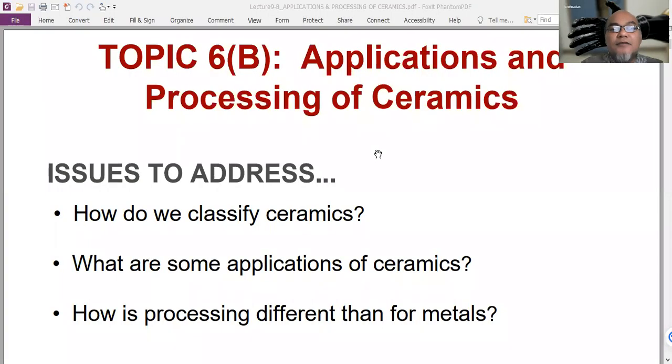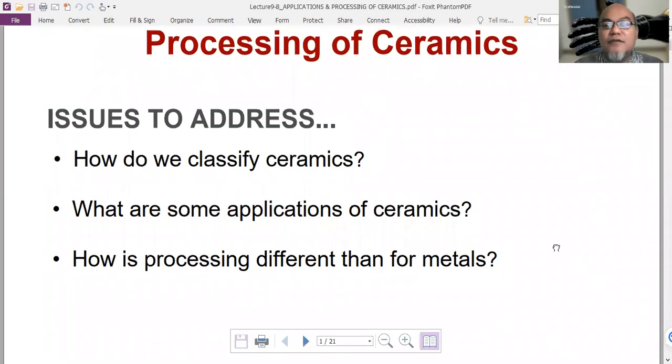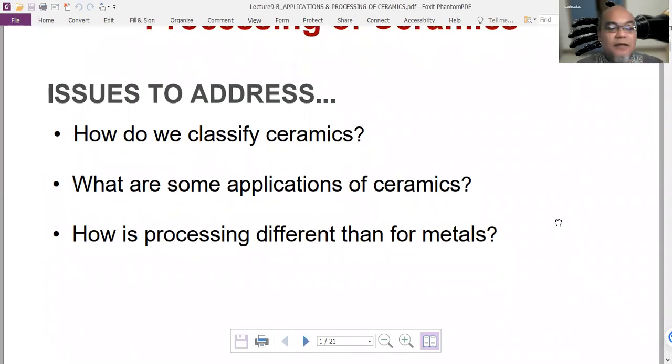So now we will be speaking about the application of ceramics material, okay, and the processing also. So some questions that will be addressed in this lecture: how do we classify ceramics? What are some applications of ceramics? Of course, we have mentioned slightly in the previous session about the application of some of the common and well-known ceramics that we know. How is processing different than for metals?